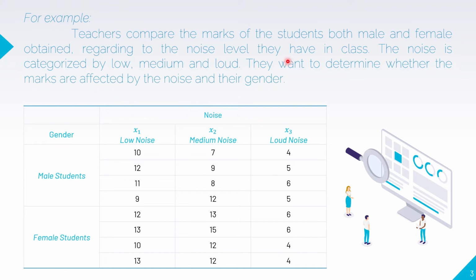In our given data here, we have our two factors, noise and gender. Our noise is categorized in 3 levels: low noise, medium noise, and loud noise. For our other independent variable, the gender, we have male students and female students.